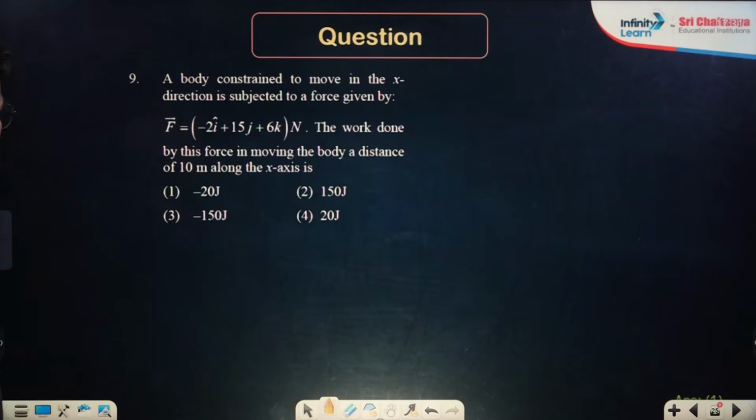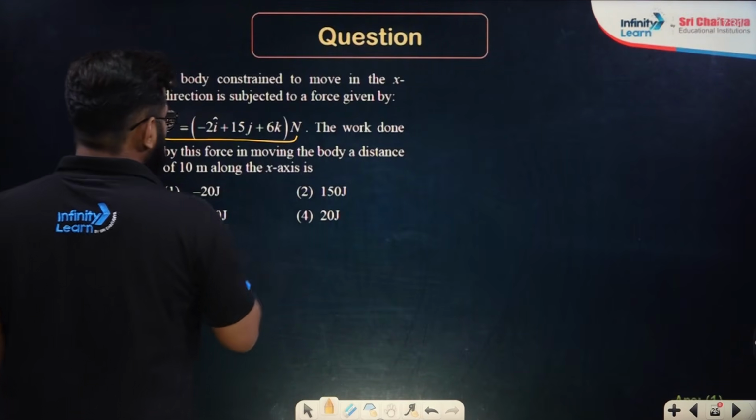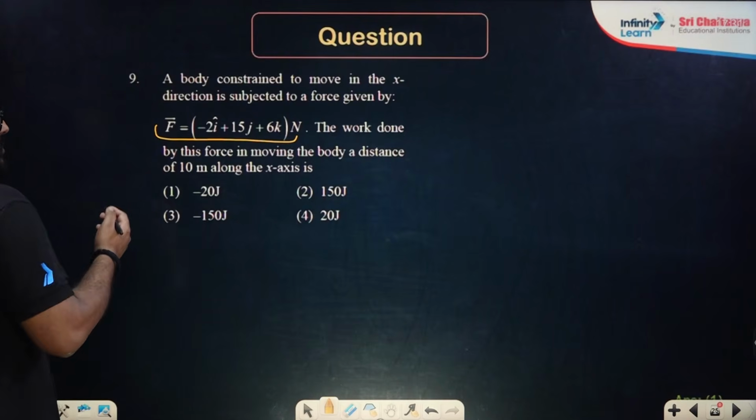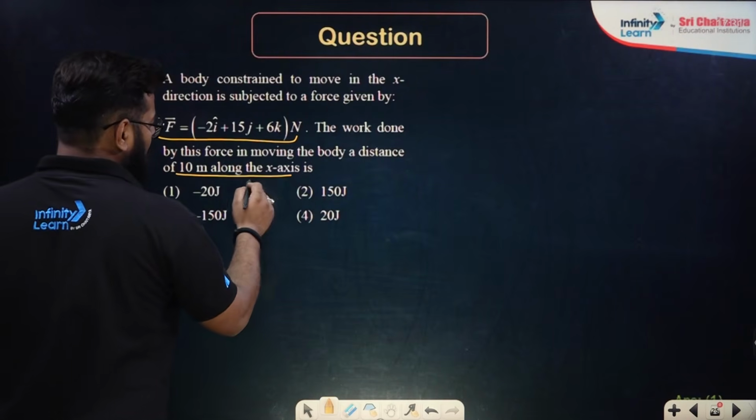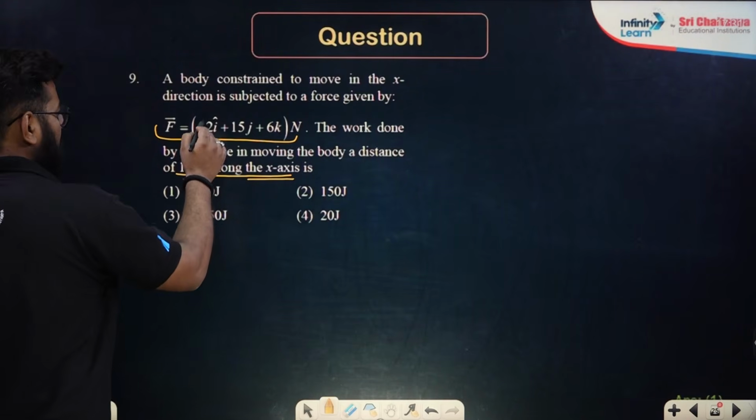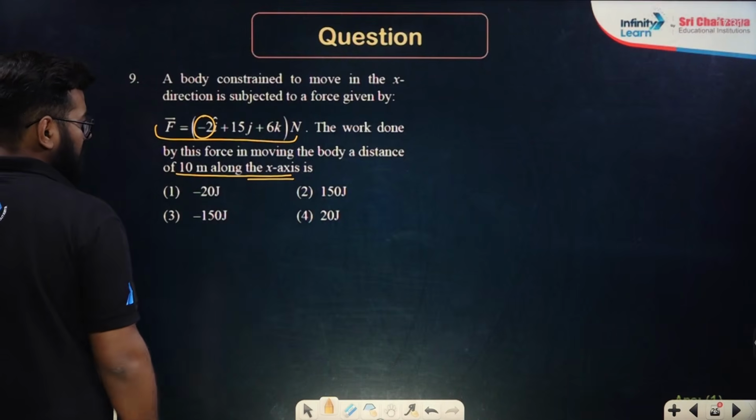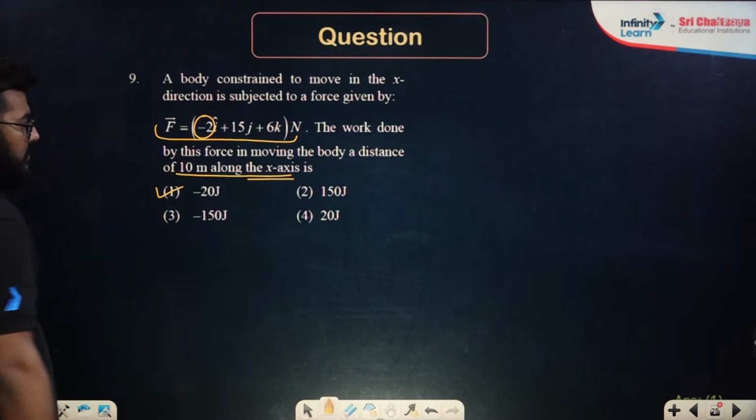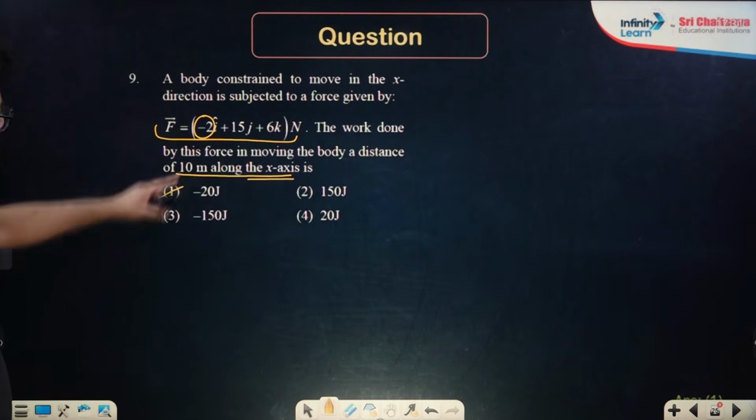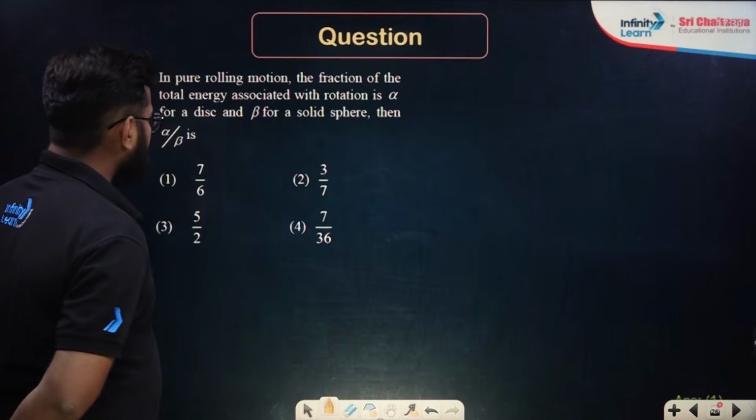Okay. Moving ahead, a body is constrained to move in the x direction subjected to a force given by this. The work done by this force is simple. Work done is constant, and the displacement is only along the x-axis. That means multiply this with 10 along the x-axis, minus 20 joule will be the correct answer. Okay. J cap and K cap force will not create any work done.